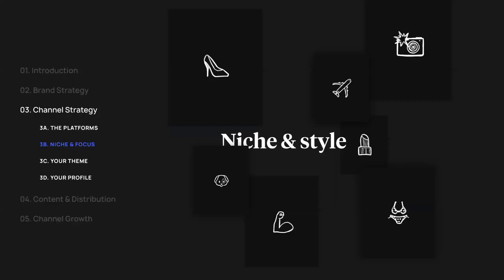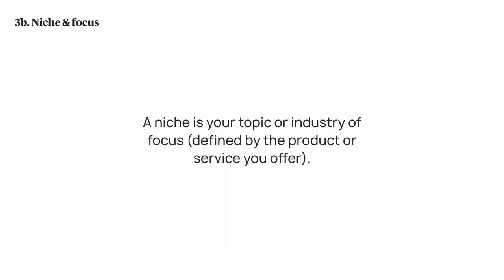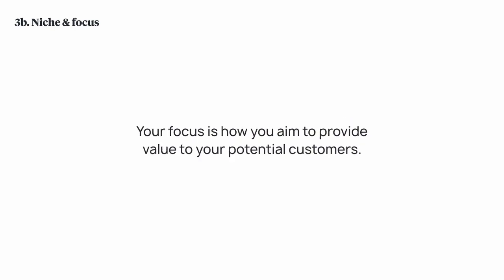So in order to go about using Instagram, or any kind of social media platform, and create some sort of content positioning, you need to understand what your niche is first. Your niche and focus. You're probably wondering, what's a niche? The niche is pretty much your topic or industry or focus. It's defined by the product or service that you offer. What that means is it's how you aim to provide value to your potential customers.